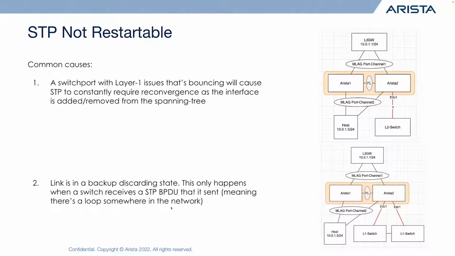A second common one is if we end up in a backup discarding state. If you're not familiar with backup discarding, it only happens when we get a BPDU that the local switch sent, which means there has to be a loop somewhere. So if you had like some L1 devices down here, and we send something out 5.1 and it's not hairpinned, but looped back and came in on 6.1, Arista 2 would put 6.1 in a backup discarding state, and spanning tree will always report not restartable when we have that state active. So those are the two big, probably most common things that we get when someone's trying to do an upgrade and they get into this not restartable state.